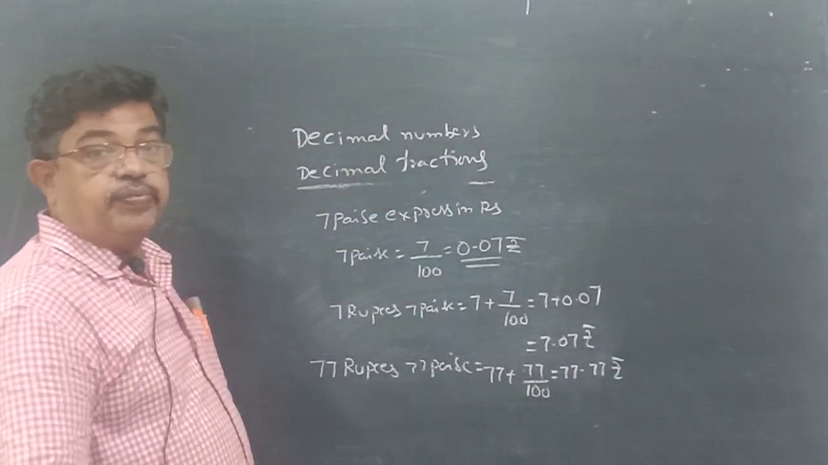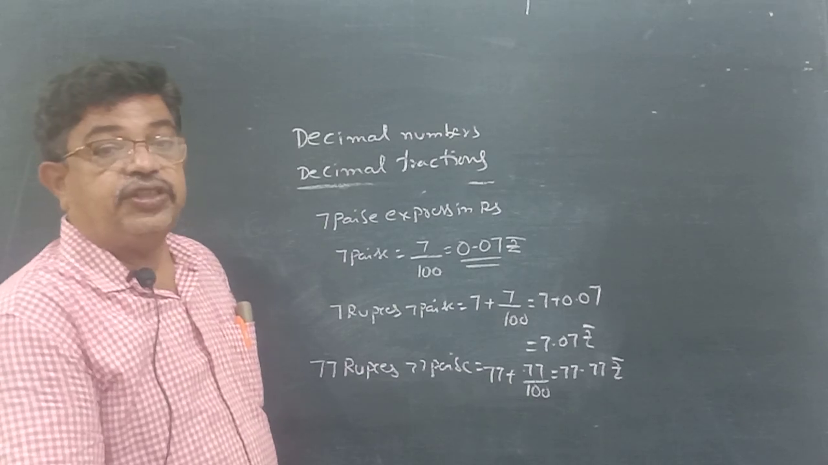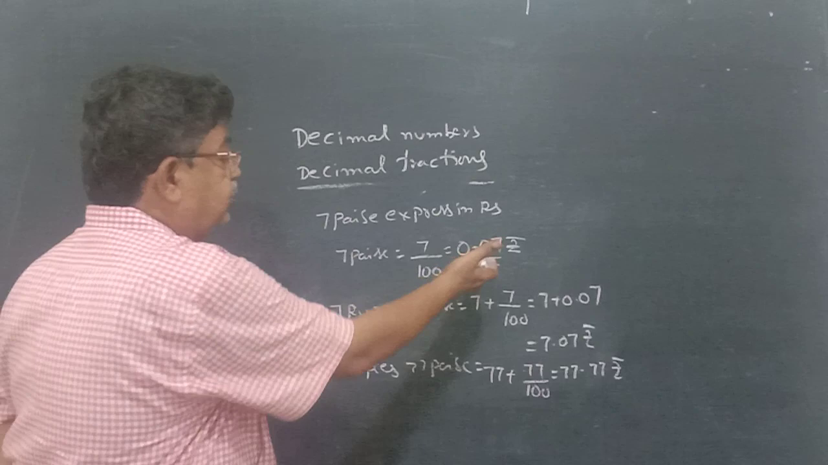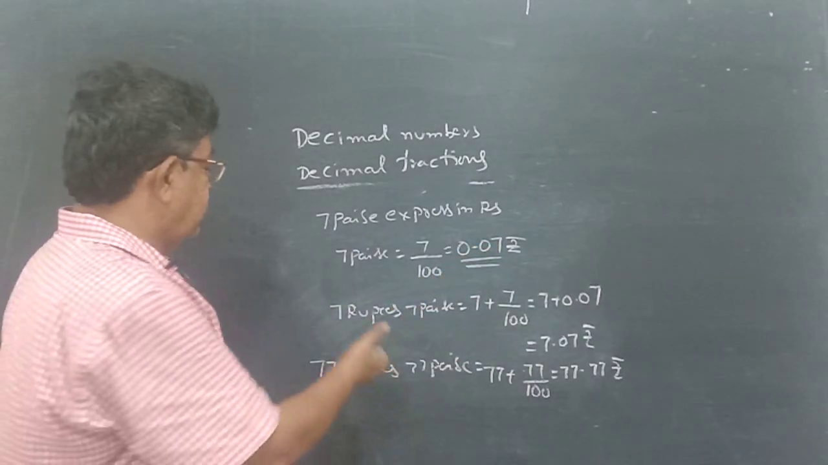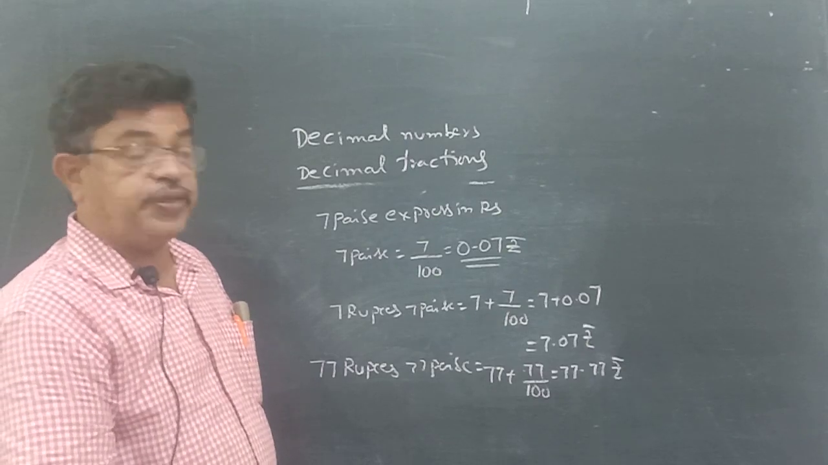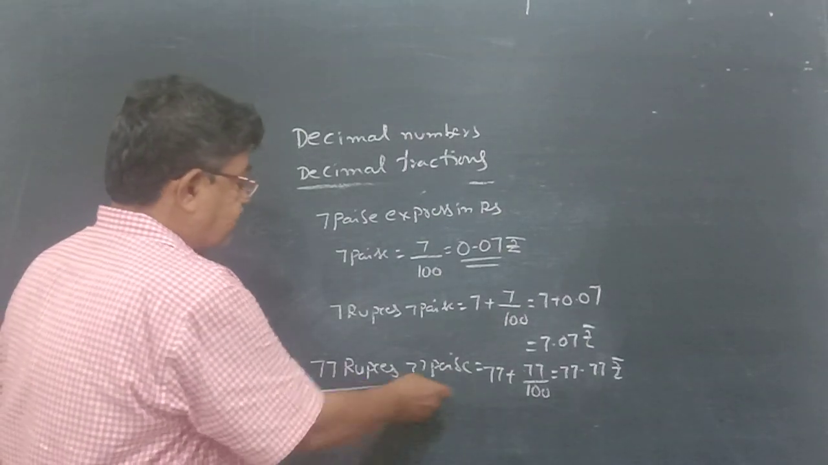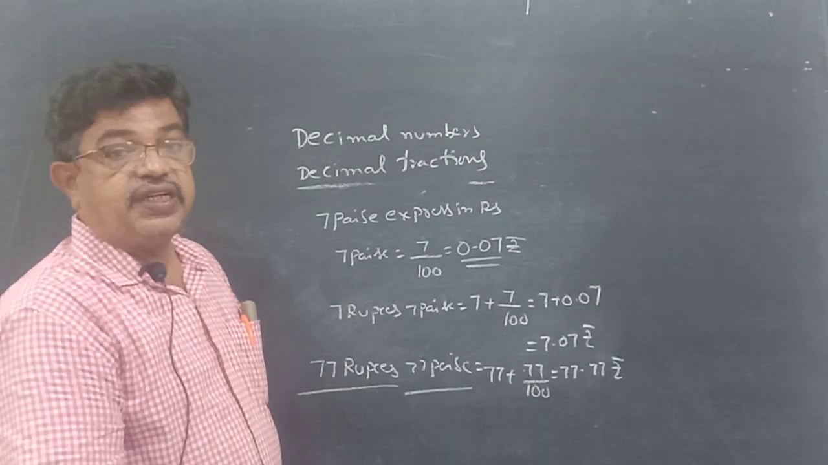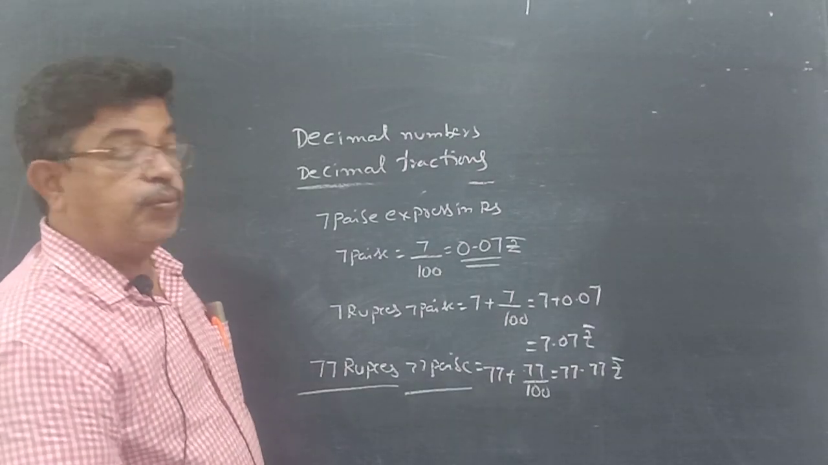So in each we did paise conversion into rupees. 7 paise is converted into rupees, which is 0.07 rupees. 7 rupees 7 paise is converted into rupees, which is 7.07 rupees. 77 rupees 77 paise is converted into rupees, which is 77.77 rupees.